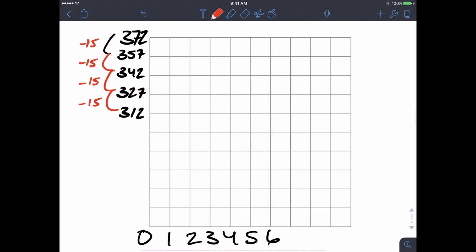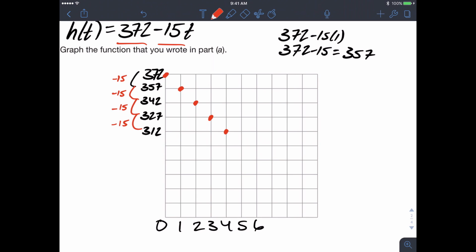At 0 seconds, we started at the top. 1 second, we started here. I already took the 15 off on the left-hand side. At 2 seconds, we're here. 3 seconds. And it makes it easy doing it this way. 4 seconds. You get what I'm doing? And I can let you finish the rest. And you just draw a nice line.